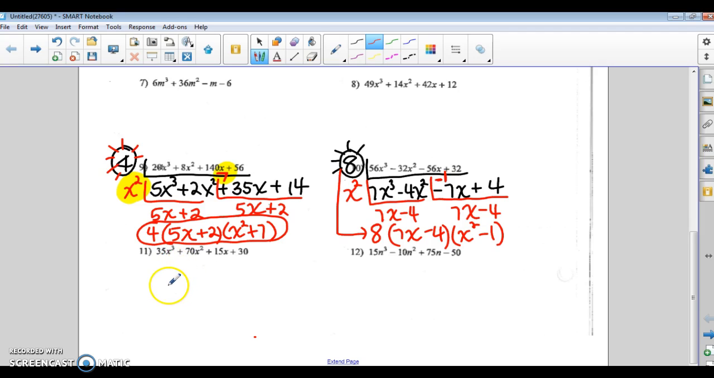All right, now I want everyone to take a look at 11: 35x cubed plus 70x squared plus 15x plus 30. Remember, always check for GCF first. No matter what kind of problem you're given, when they ask you to factor, the first thing you need to check is the greatest common factor. So 35, 70, 15, and 30. This is the easy one because they end with 0 or 5. So what can be the common factor? 5. Okay, so I'm going to factor out 5.